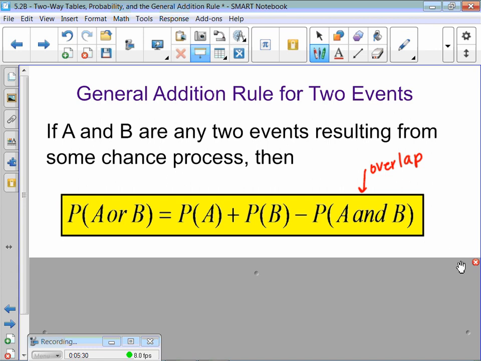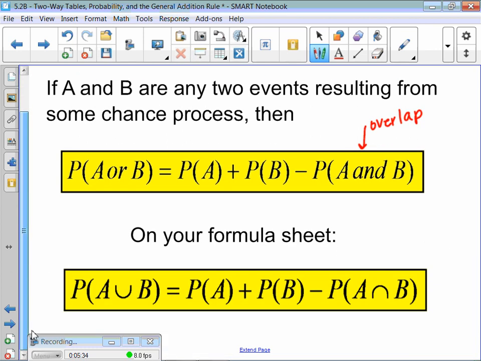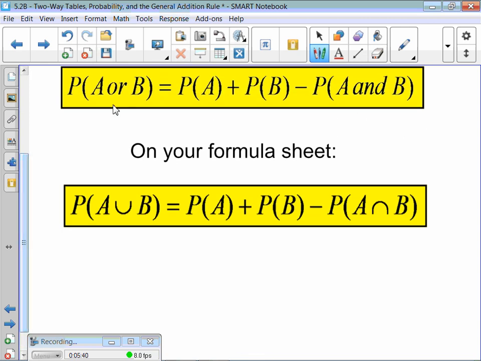Good news, this is on your formula sheet for the AP Stats exam, that yellow sheet that you guys have. Only it looks like this, which means the same thing. We have the symbol for union, which means or, and we have the symbol for intersect, which means and.